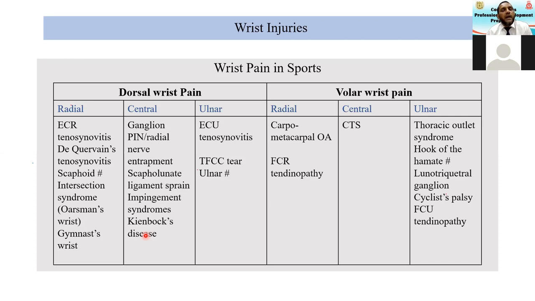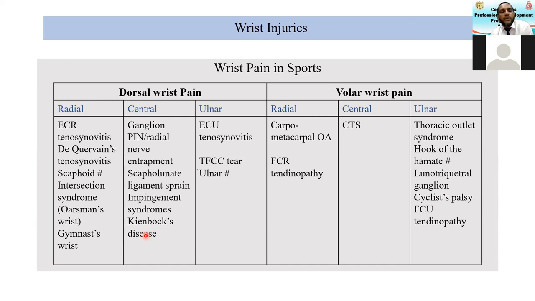All these conditions affect the radial side. When you come to the dorsal central area, the common one is a ganglion. We all know about that. And then PIN entrapment, as we discussed earlier, where there will be some sensory changes in the hand, mostly on the dorsal central aspect. The other condition is scapholunate injury, where there is a ligament between the scaphoid and the lunate.